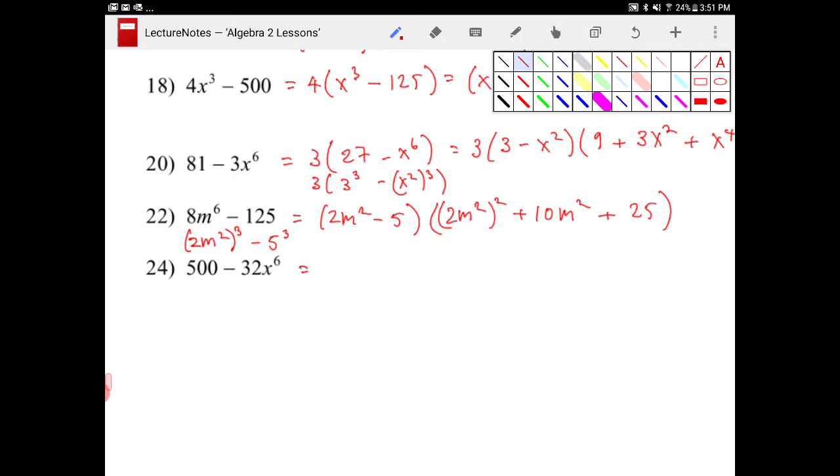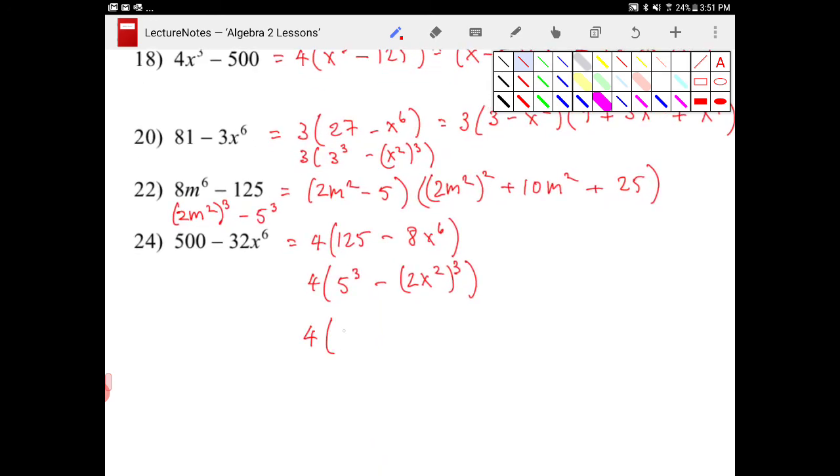And the last one. There is a common factor in 532, and the common factor is 4. If I factor that out, I'll get 125 minus 8x to the 6. So this is the same thing as 4 times 5 to the third minus 2x squared to the third. And this all factors into 5 minus 2x squared times 25 plus 10x squared plus 4x to the fourth.